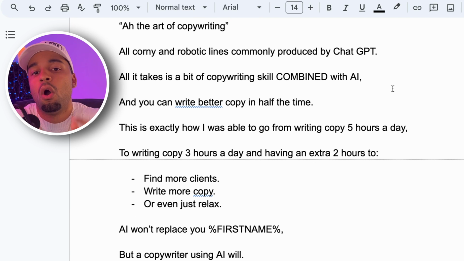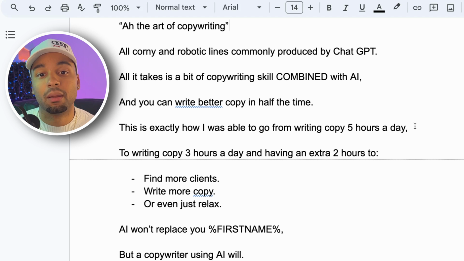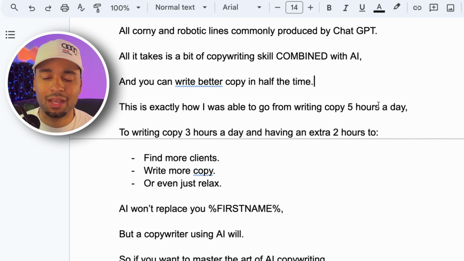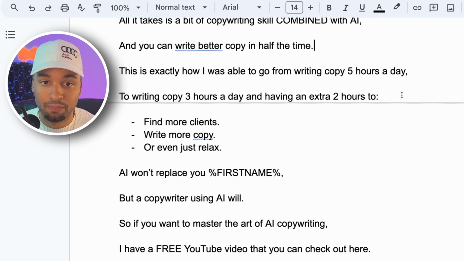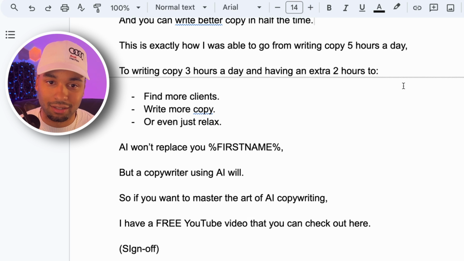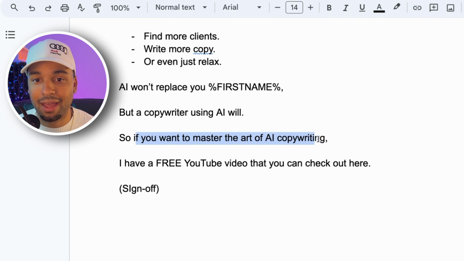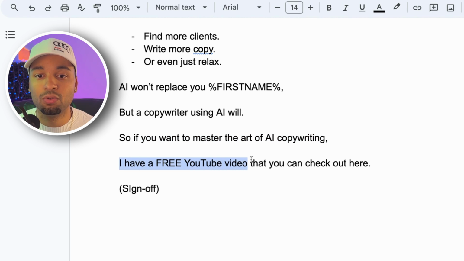"All it takes is a bit of copywriting skills combined with AI, and you can write better copy in half the time. This is exactly how I was able to go from writing copy 5 hours a day to writing copy for only 3 hours a day, having an extra 2 hours to find more clients, write more copy, or even just relax. AI won't replace you, first name, but a copywriter using AI will. So if you want to master the art of AI copywriting, I have a free YouTube video that you can check out here." Boom. And then the sign off.